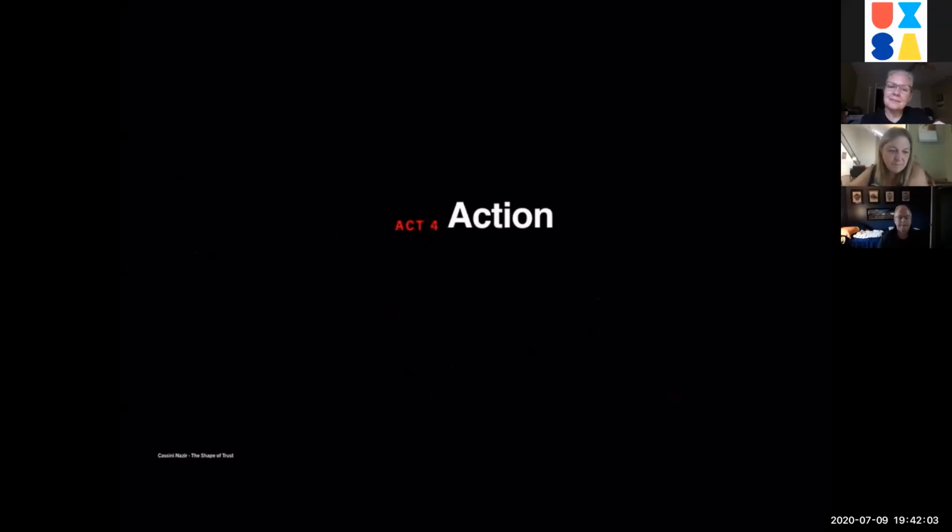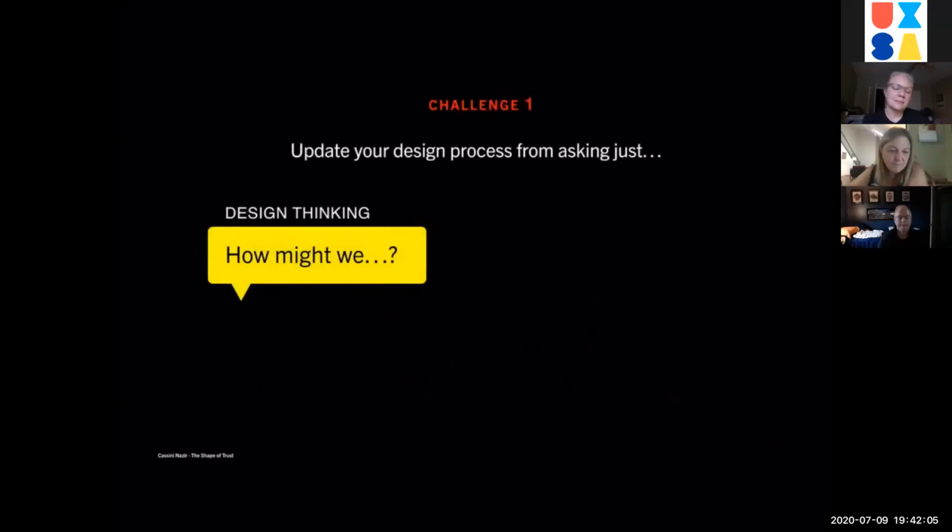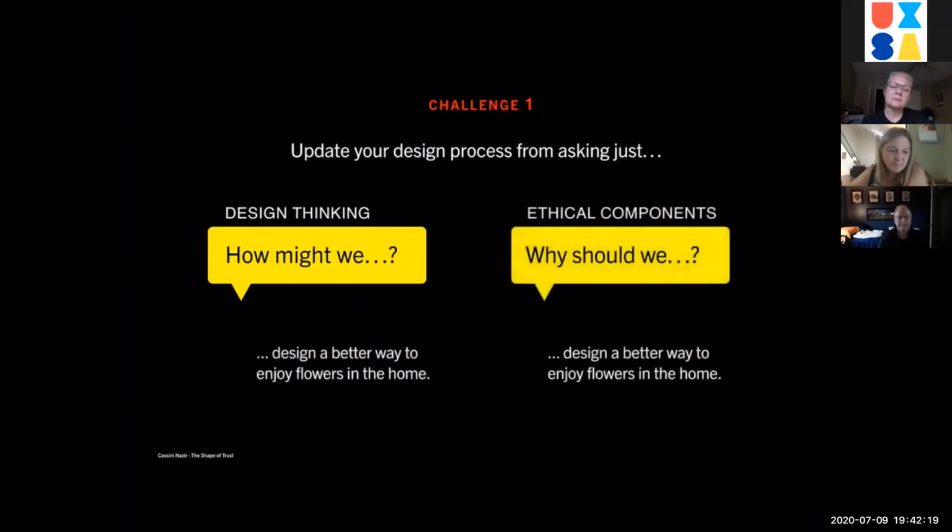So I'm going to leave you with 3 points. We as designers are known for having the HMWs, how might we statements, that begin and frame our challenges. I think that's an important question, but I would add to that also the question, why should we? You've probably seen the IBM slides that talk about how might we design a better way to enjoy flowers in the home as opposed to design a better vase. So that's the classic design thinking slide.